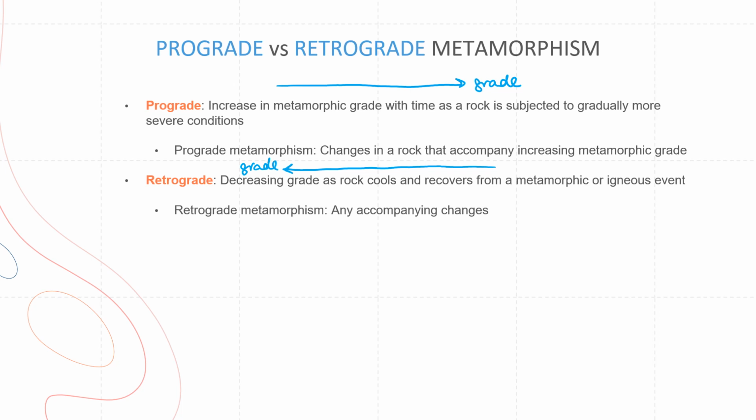So as the rock cools and recovers from a metamorphic or igneous event. So prograde metamorphism is changes in a rock that accompany the increase in grade. Retrograde is simply the opposite, where it is any accompanying changes as the rock is cooling and recovering from a metamorphic or igneous event.